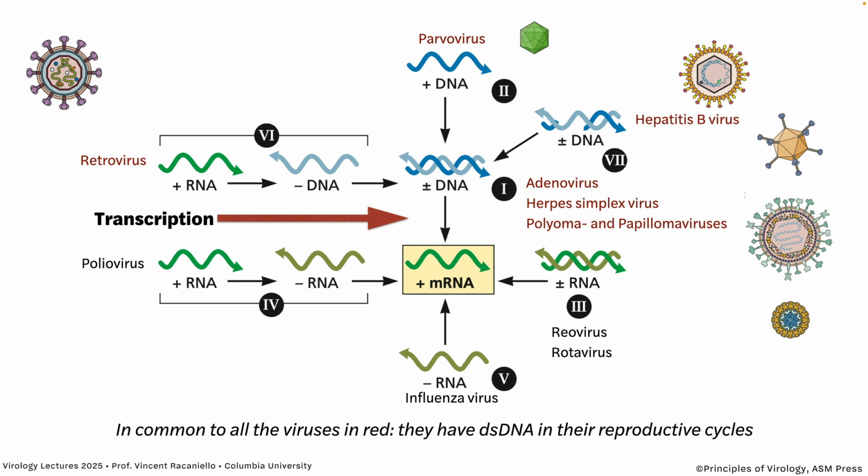So here's our Baltimore scheme again. We have mRNA in the middle. And today we're going to talk about DNA viruses whose genomes are transcribed to make mRNA. And so that's transcription. And it happens from double-stranded DNA templates. It's always from a double-stranded DNA template. Remember that. It doesn't happen from a single-stranded DNA template. It doesn't happen from a gapped double-stranded template. It's always double-stranded DNA. So that is transcription, the production of mRNA from fully double-stranded DNA.